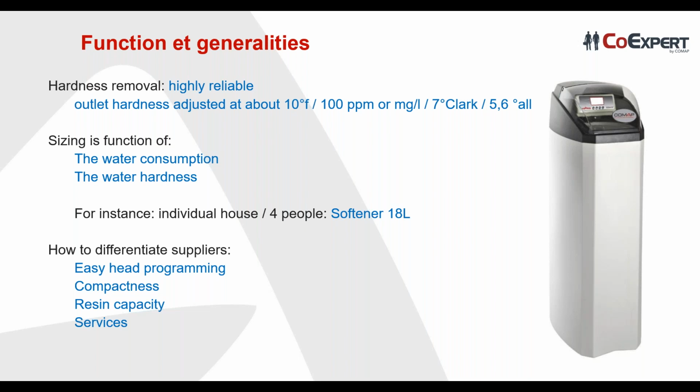And how can we differentiate the suppliers? All the softeners are the same, but the head can be different. The head can be easy or not to program, so it's a key point. The compactness, the resin capacity, and of course the supplier itself. It depends on the services it can offer.